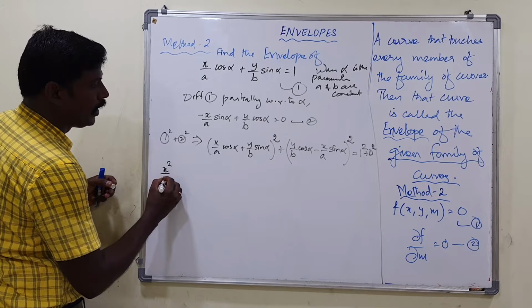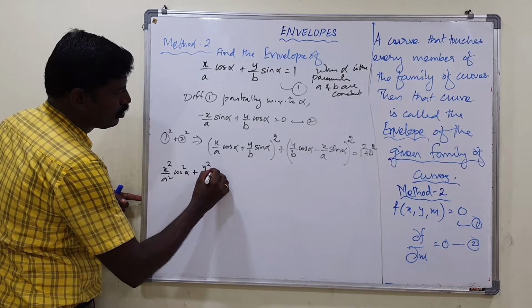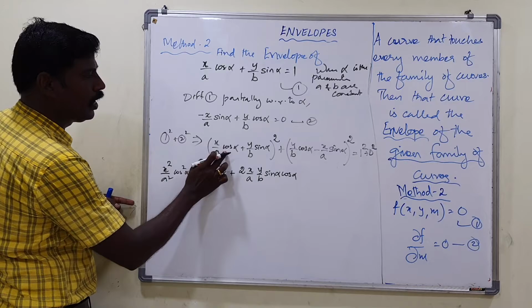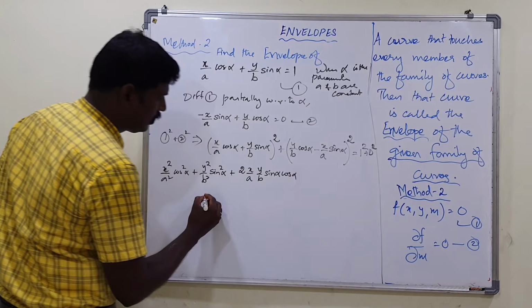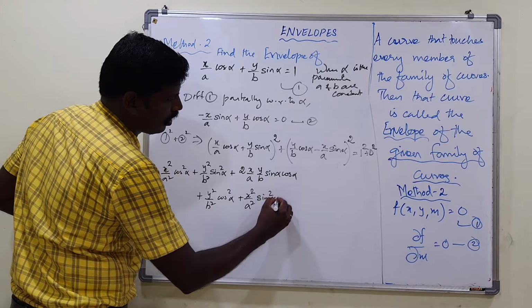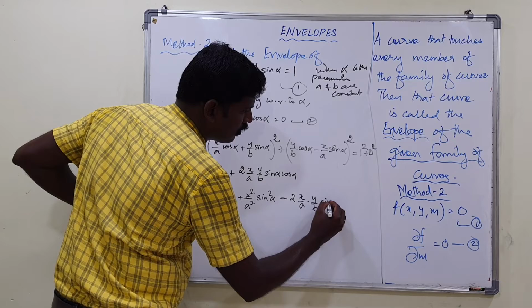x square by a square cos square alpha plus y square by b square sin square alpha plus 2 times x by a y by b sin alpha cos alpha, from the a plus b whole square formula, plus x by a minus b the whole square formula: y square by b square cos square alpha plus x square by a square sin square alpha minus 2 times x by a into y by b sin alpha into cos alpha, equal to what is on the right hand side? The value will become 1.